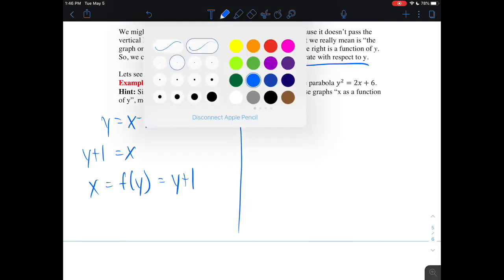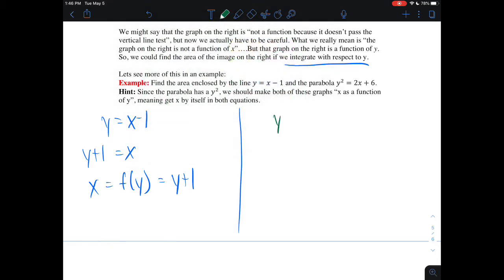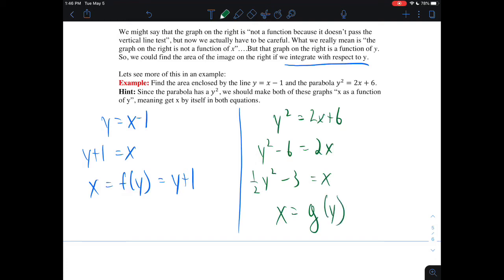Then we could also say for the other equation, y squared equals 2x plus 6. I could subtract the 6, so y squared minus 6 equals 2x. And then I could divide by 2. I would get 1/2 y squared minus 3 equals x. So I could say that in this case, x is equal to, let's say, g of y, which is 1/2 y squared minus 3. So we really just have two functions of y.